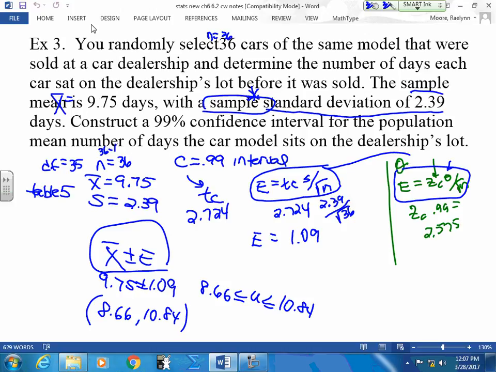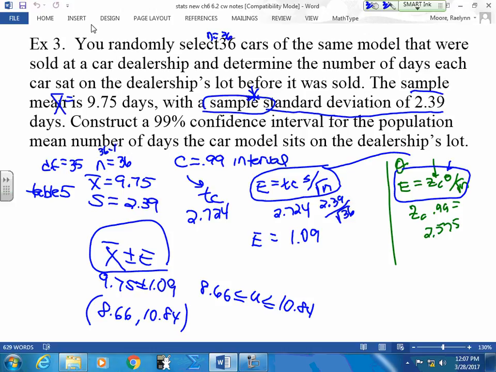Table 4 is for Z. Table 5 is for T. It also has to tell me that either my population is normally distributed, or my sample size is greater than or equal to 30, just like it did before. So because my sample size is 36, it doesn't have to tell me that. Automatically, my sample will approximate a normal curve.